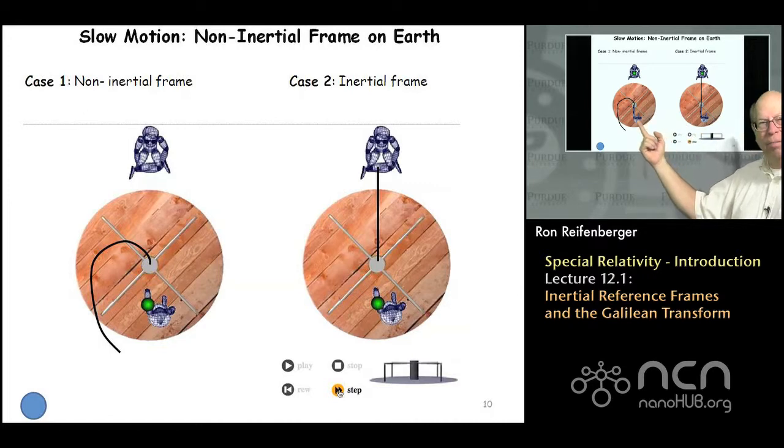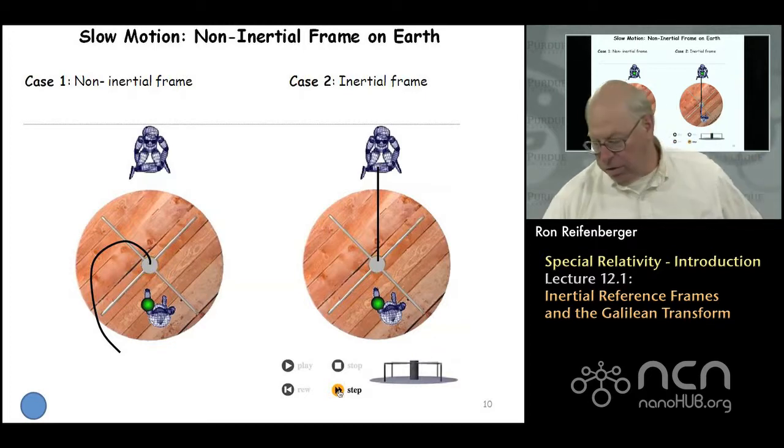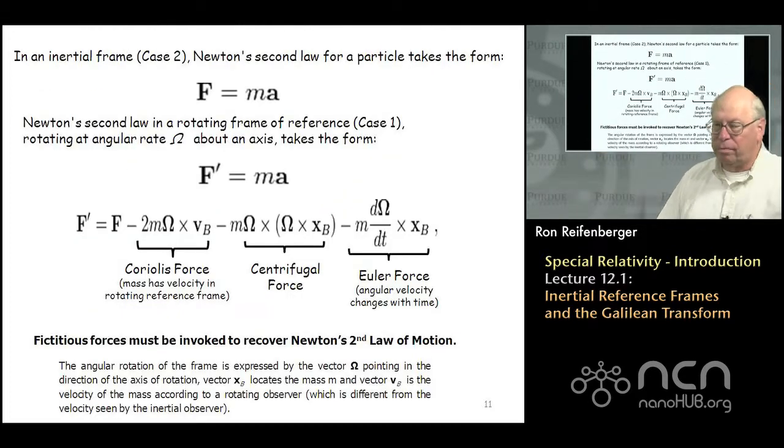Well, anytime the ball deviates from a straight line motion, that implies there's a force acting on it. So there clearly has to be some additional forces acting on the ball because you're viewing the experiment from the non-inertial reference frame. When you view the experiment from the inertial reference frame, the ball moves in a straight line, which is what you would expect from Newton's laws of motion. So the next slide just tries to make that case.